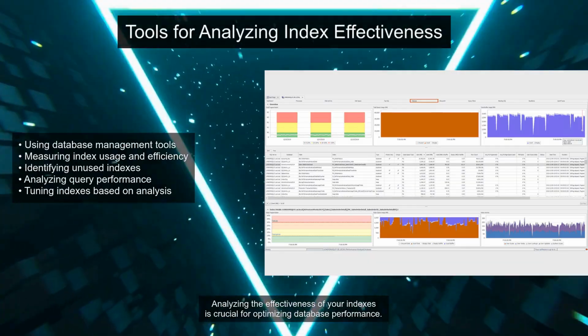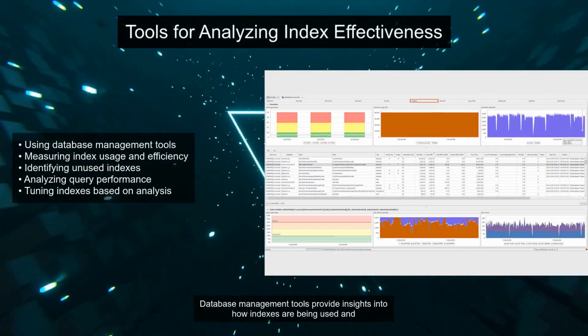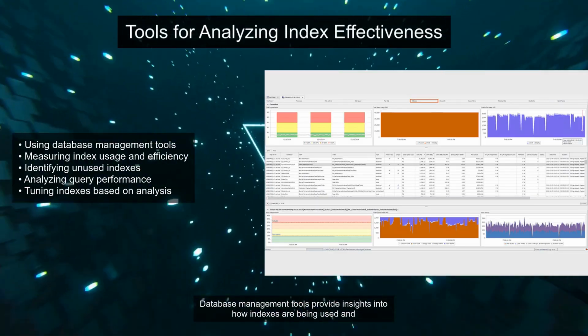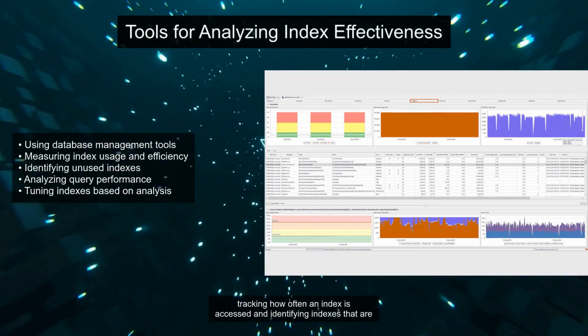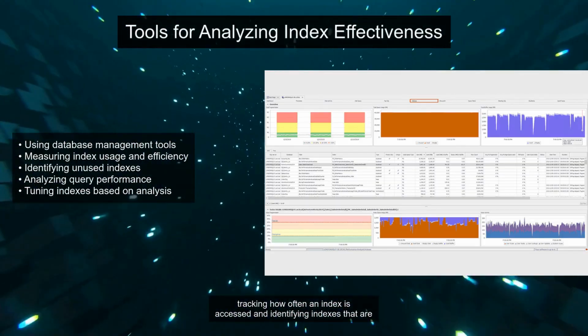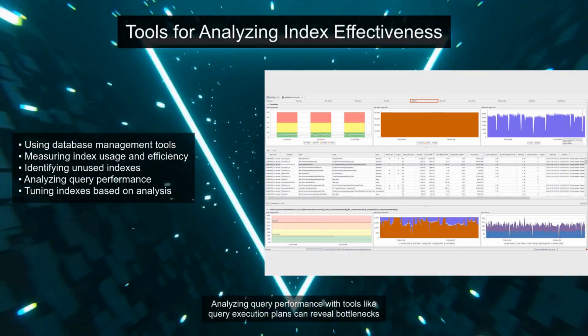database performance. Analyzing the effectiveness of your indexes is crucial for optimizing database performance. Database management tools provide insights into how indexes are being used and their impact on query performance. These tools can measure index usage by tracking how often an index is accessed and identifying indexes that are rarely or never used, which can potentially be removed to save resources.